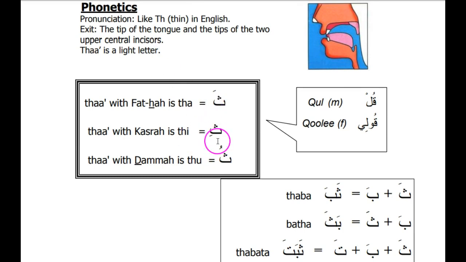Tha, thi, thu. Tha with fatha, tha. Tha with kasra, thi. Tha with dhamma, thu.